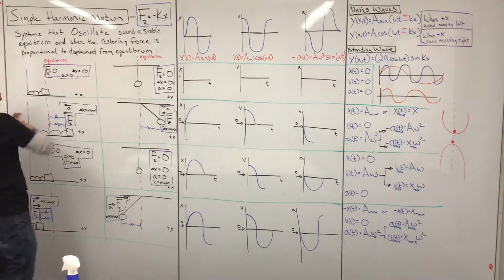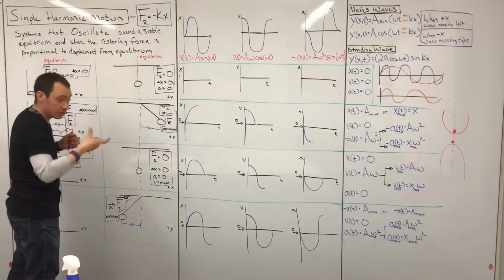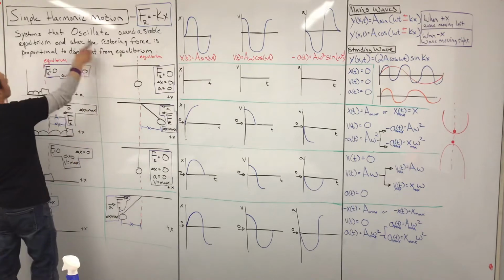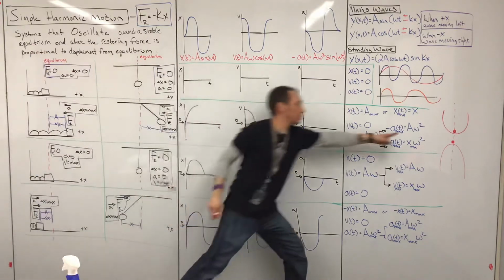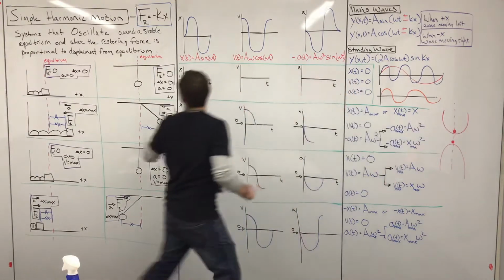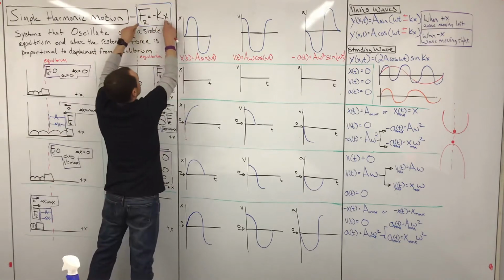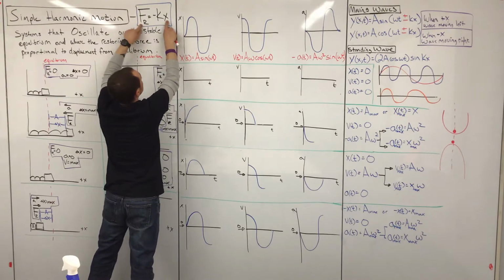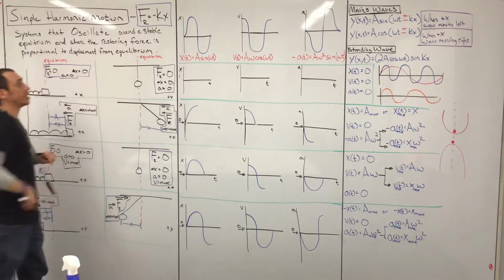So again, that's the idea. Simple harmonic motion is just trying to describe oscillation or vibrations, and these oscillations or vibrations happen around a stable equilibrium point. The restoring force is proportional to the displacement from the equilibrium point, and in this case by k.